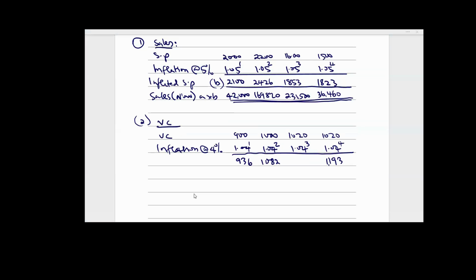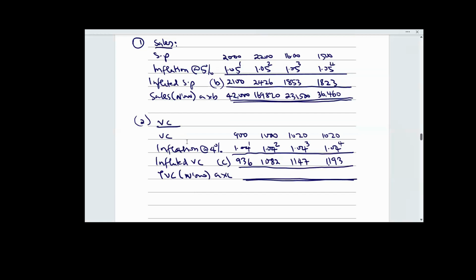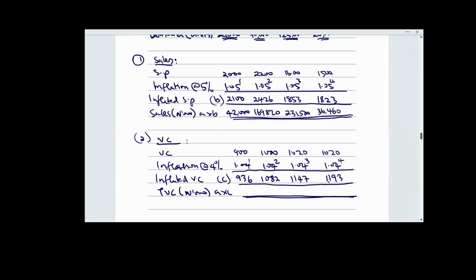1147. So that's number C. This is the inflated variable cost. So the total variable cost in thousands will then be equal to A times C, multiplied with the units produced. What do you get? 936 multiplied by 20,000 is 18,720.